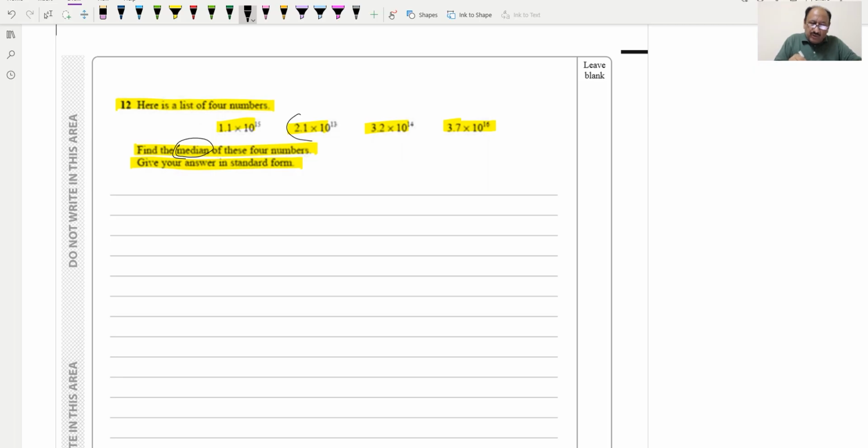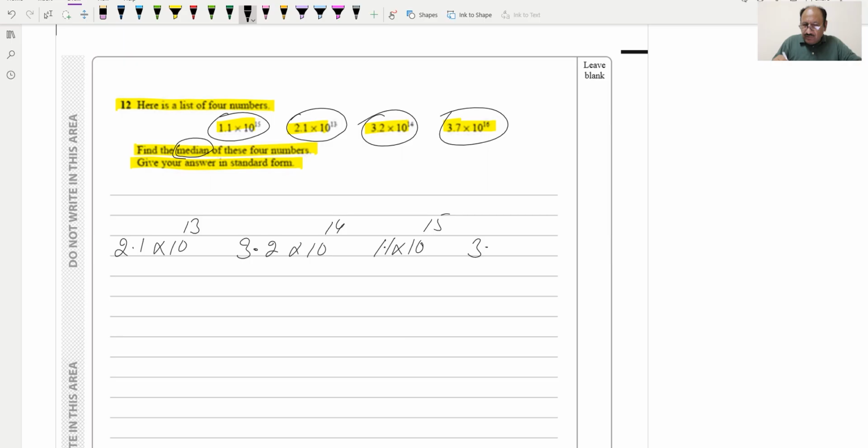The smallest one is 10 raised to 13, so we can write here 2.1 into 10 raised to the power 13, and the next number will be this one, which is 10 raised to 14, so 3.2 into 10 raised to the power 14, and this will be the third one, 1.1 into 10 raised to the power 15, and last, the biggest number will be 3.7 into 10 raised to the power 16.